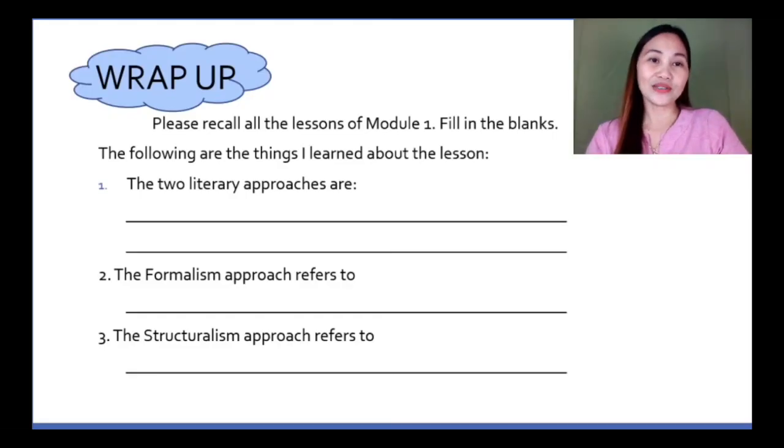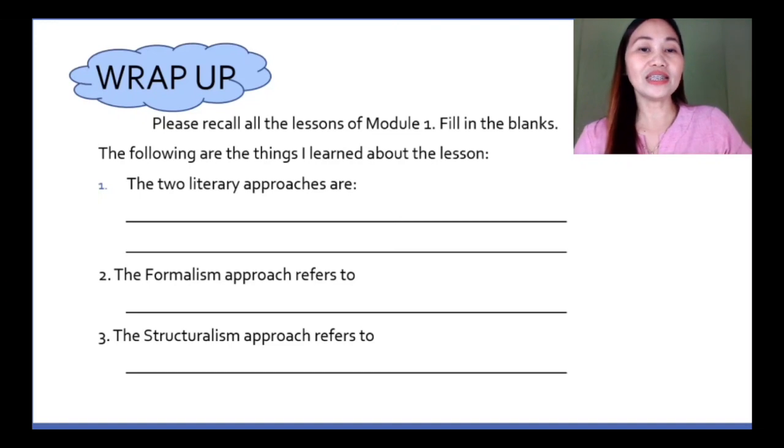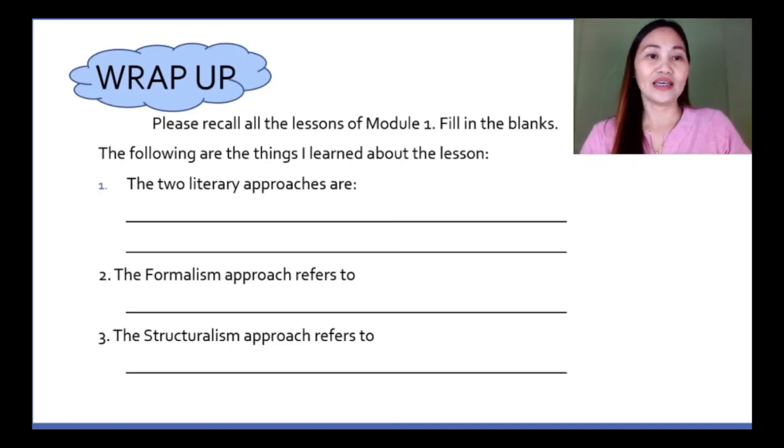And to wrap up the lesson, I want you to recall all the lessons of Module 1 and then complete the following statements by filling in the blanks with the appropriate ideas. Number 1, the 2 literary approaches are. Number 2, the formalism approach refers to. And number 3, the structuralism approach refers to.